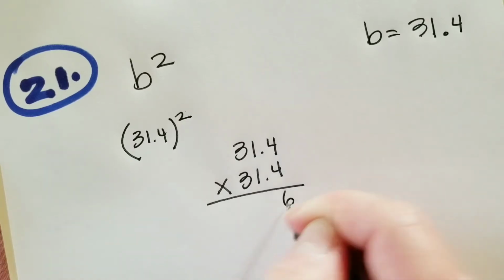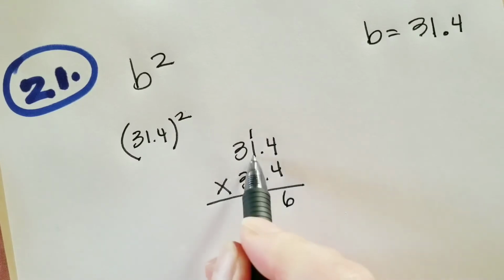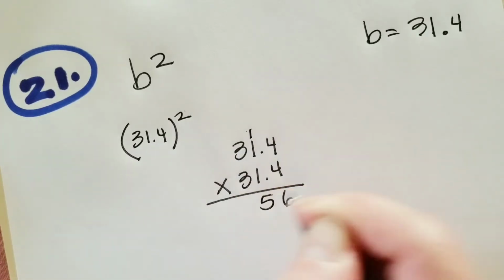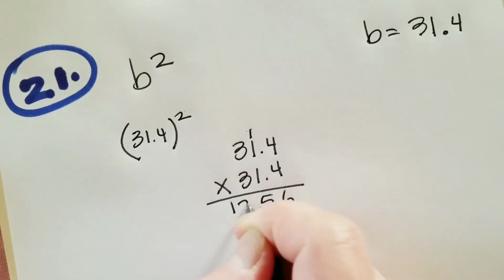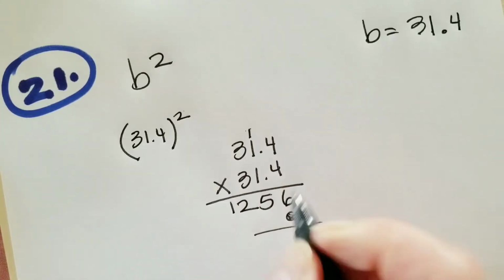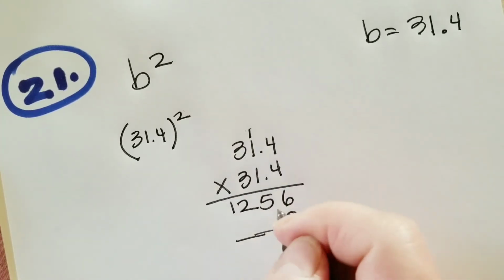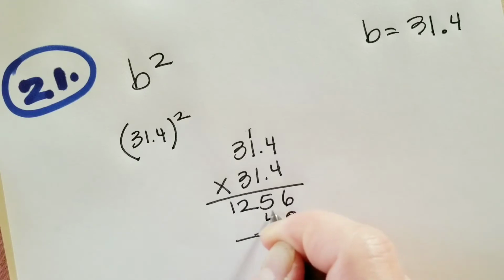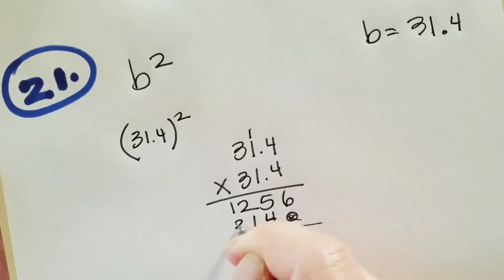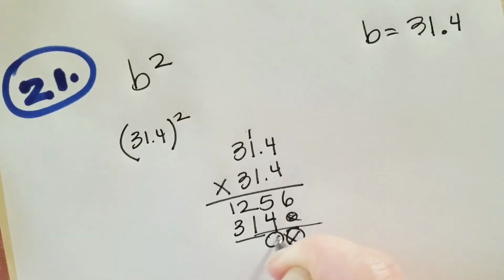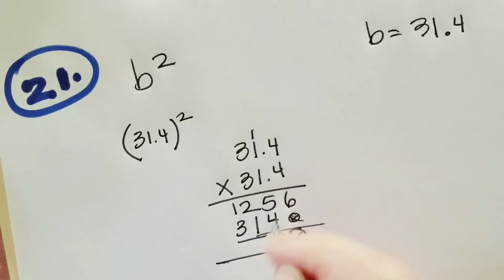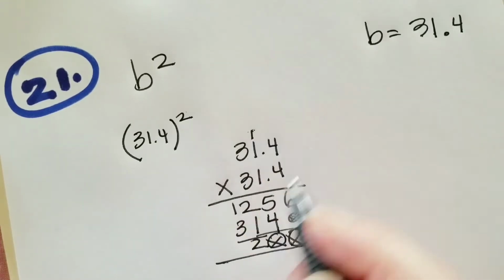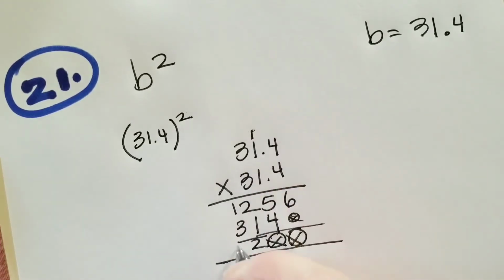4 times 4 is 16. Carry your 1. 4 times 1 is 4, plus 1 is 5. 4 times 3 is 12. 1 times 4 is 4. 1 times 1 is 1. And 3, I forgot, I need another step here. 3 times 4 is 12. Carry your 1. 3 times 1 is 3, plus 1 is 4. And 3 times 3 is 9.